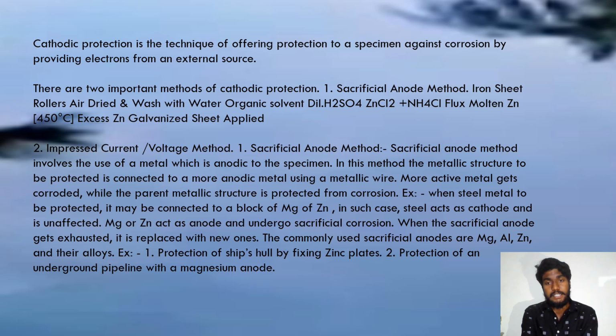For example, when steel is to be protected, it may be connected to a block of magnesium or zinc. In such a case, steel acts as a cathode and is unaffected. Mg or zinc acts as an anode and undergoes sacrificial corrosion. When the sacrificial anode gets exhausted, it is replaced with a new one. The commonly used sacrificial anodes are Mg, Al, zinc and their alloys. Examples: protection of ship hulls in the ocean by fixing zinc plates, and protection of an underground pipeline with a magnesium anode are a few examples of cathodic protection.